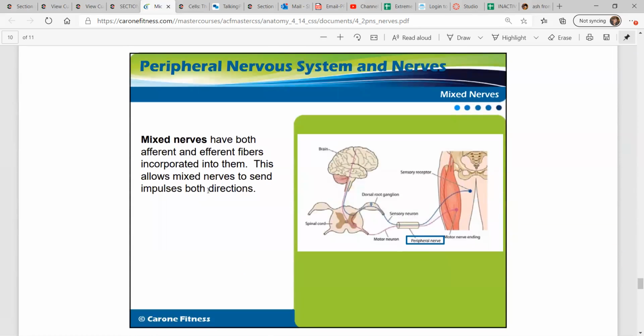And then there's mixed. So you get a mix of the receiving and sending impulses. Mixed nerves can send impulses in both directions.